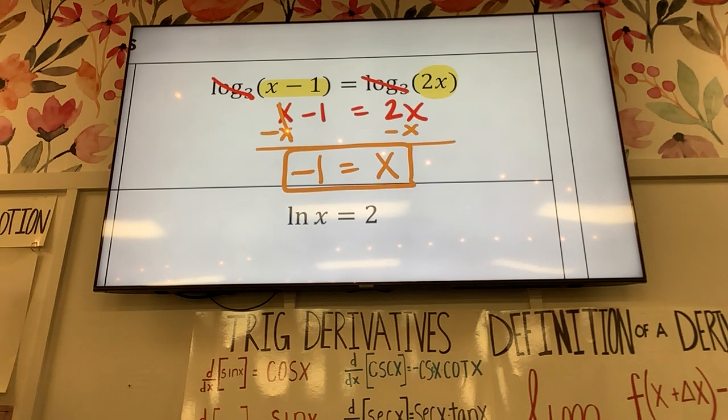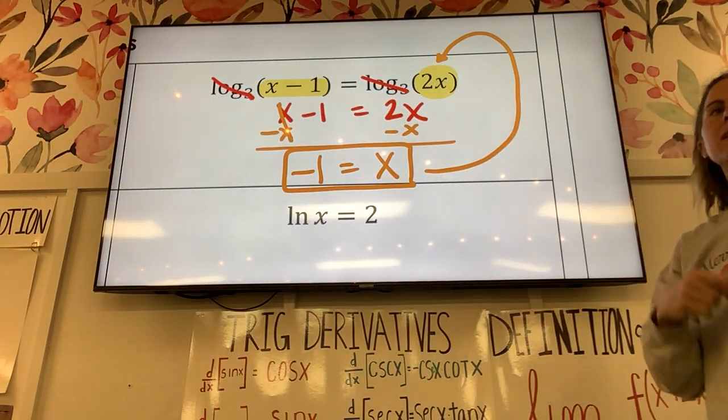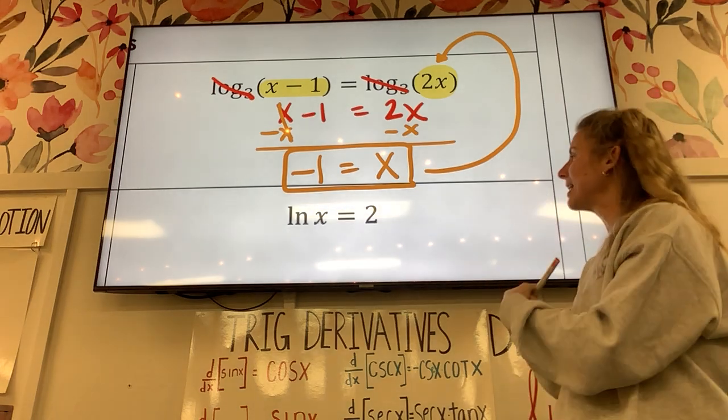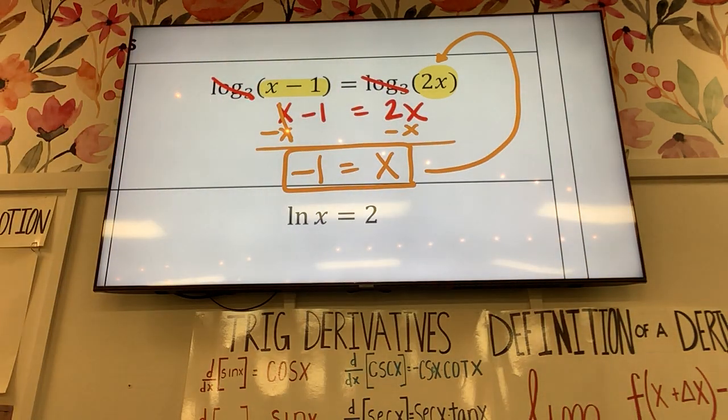You're good. Okay, so when you're checking for extraneous solutions, you are going to take your answer and plug it back into the inside log. All I care about is the inside. So when I plug -1 into here, what's 2 times -1? -2. If you get a negative inside, doesn't work. Not a solution. So because x equals -1 is extraneous, the whole answer is no solution.